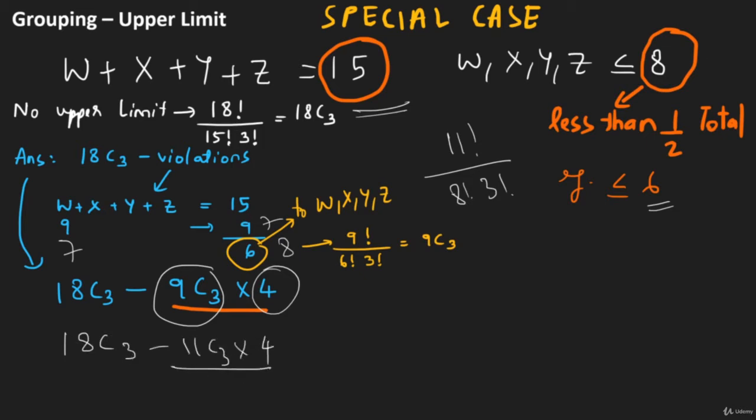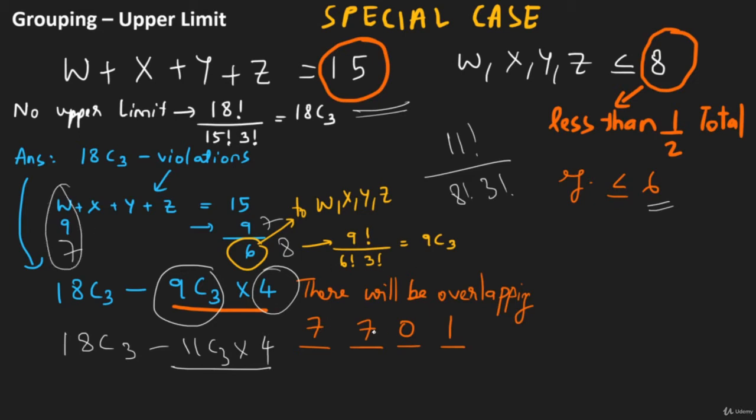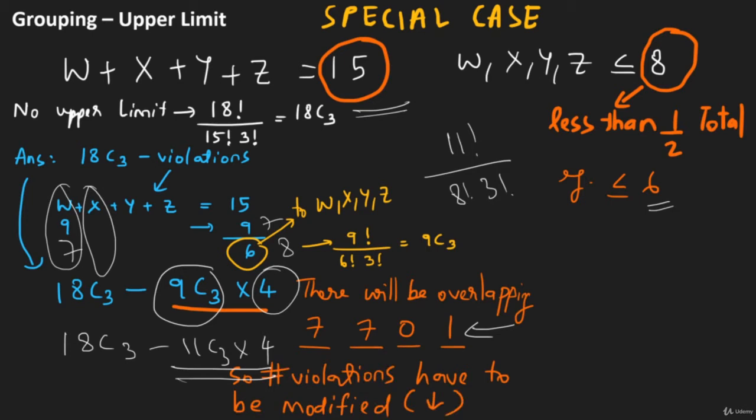We cannot do this because there will be overlapping among violations. One case where a violation happens is when you give W 7, that is 7, 7, 0, 1, right? Because 7 plus 7 plus 0 plus 1 is equal to 15. But this same case will happen when you give 7 to X. Therefore, if you do 11C3 into 4 as the violations, this case will be double counted. So the number of violations in this type of scenario has to be modified, that is, reduced. And this is a time taking process and there is a chance for getting an error. So it has to be approached with a lot of caution.